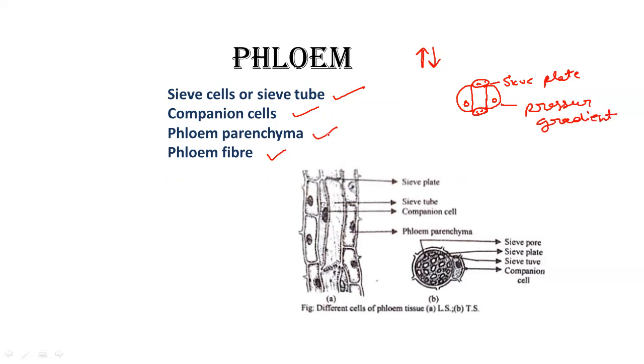Now phloem parenchyma stores food. And phloem fiber is made up of sclerenchymatous cells, and in some plants phloem fiber is used for commercial purposes like hemp, jute, and flax.